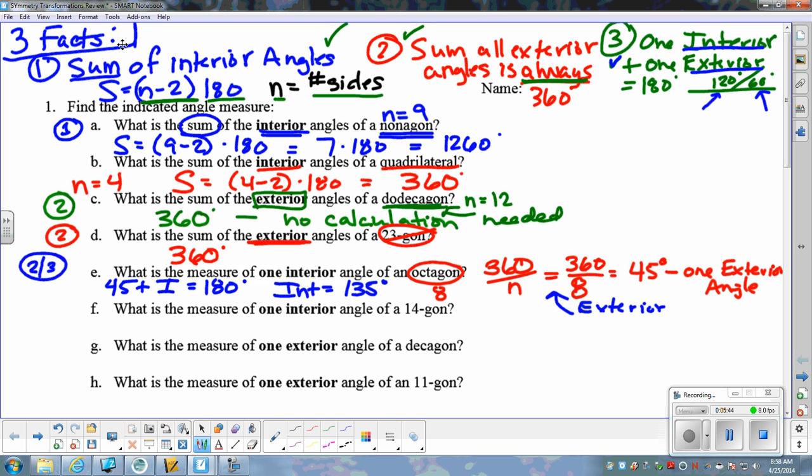F. I'm going to follow the same process here. What is the measure of one interior angle of a 14-gon? The first thing I'm going to do is find one exterior angle. Keep in mind that this only works if this is a regular polygon. Regular meaning that all sides are congruent and all angles are congruent.